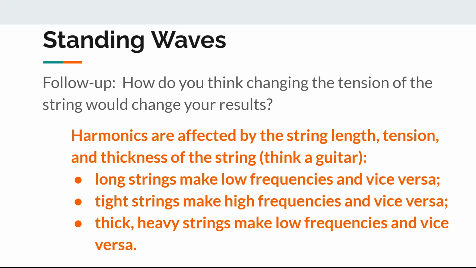Thick, heavy strings make low frequencies and vice versa. So the thicker that string is, the lower that frequency will be. And conversely, the thinner it is, the higher it will be. Again, a guitar is a good example because the strings do vary in thickness, and the thickest one is the lowest pitched sound, and therefore the lowest frequency as well. So again, be familiar with some of these factors that affect the harmonics of a stringed instrument, for example. Or just a standing wave. We don't have to be talking about an instrument. You can be looking at the one that we just looked at.